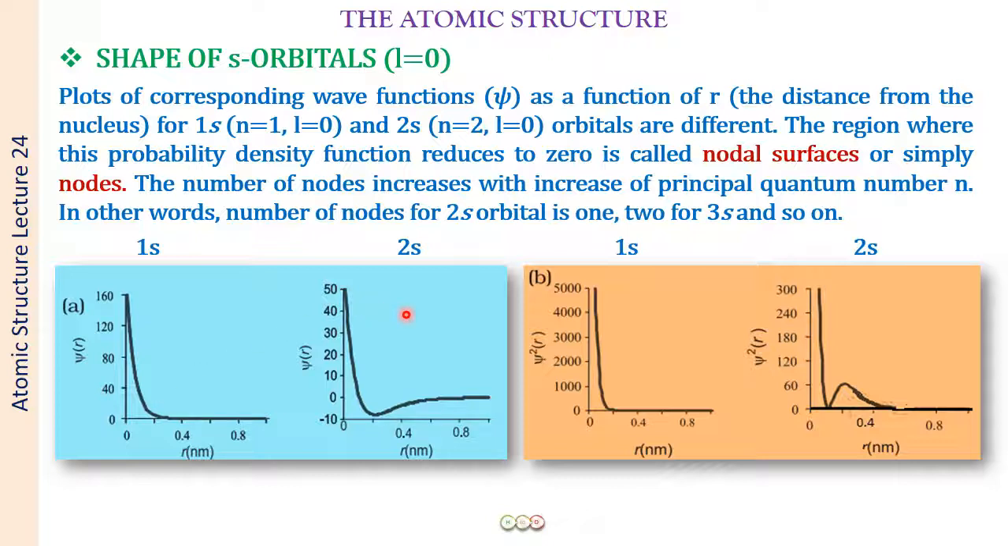Then we have a graph for the 2s orbital, again for psi and r. What is the difference over here that you see is that yes, near the nucleus, the probability is maximum.